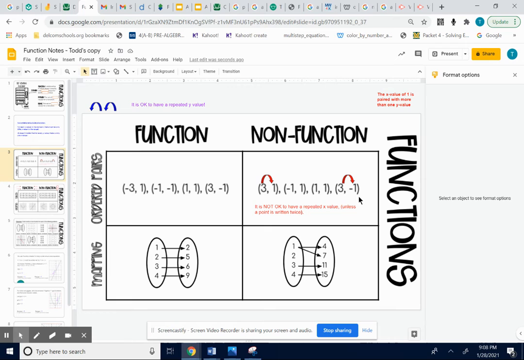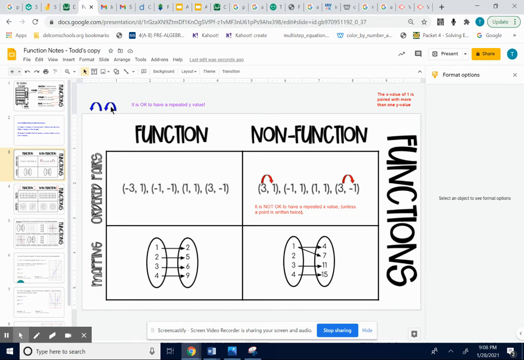So even though there were two of the same x values, it was going to the same y value. Unless there are repeats, you cannot have repeated x values for it to be a function, unless they try to trick you.